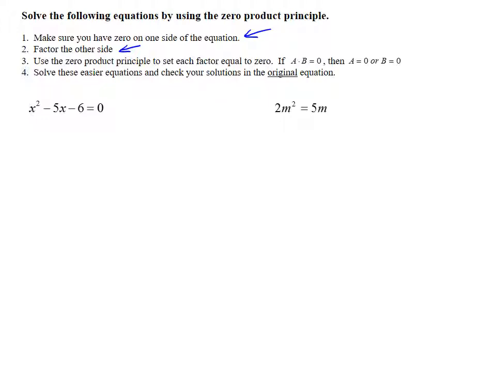After that, once we have one side factored and 0 on the other, we can use the zero product principle to set each factor equal to 0 and solve these easier equations. And then, of course, we always want to check our solutions. So let's take a look at a couple of examples.